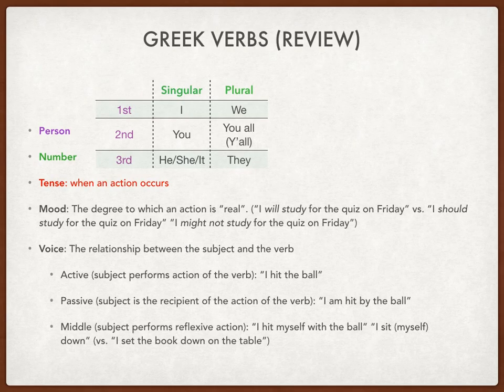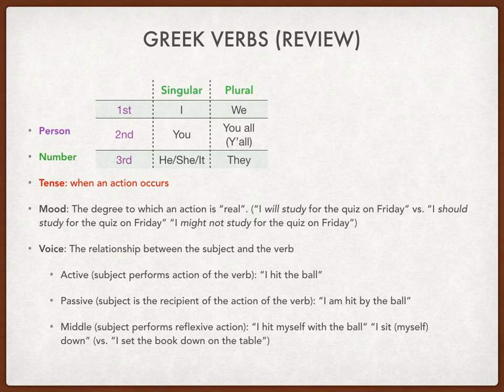So before we get into some of the details, a bird's eye view of where Greek verbs are coming from. Remember, there's 5 pieces of information that you always need to know about any Greek verb that you're looking at and that can help you translate it. The first and most obvious 2, person and number, first, second, and third, singular and plural, just like the chart you see on the right.